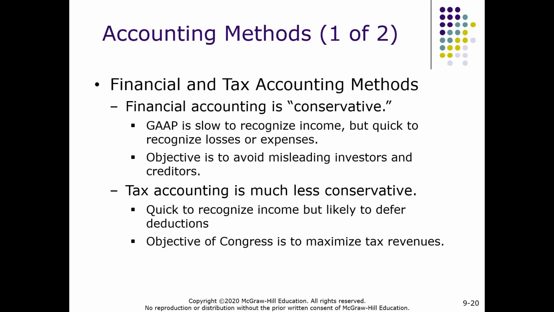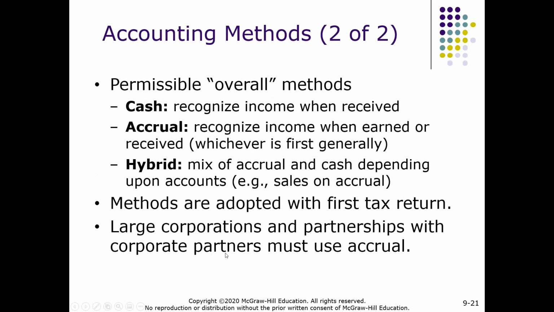Financial accounting, again, the objective is to avoid misleading investors. Again, the Congress is to maximize tax revenues. So there's 3 permissible methods. You have cash, accrual, and hybrid. I've been doing this for almost 20 years. I think I've only seen 1 hybrid in my entire life. You're not going to see very many hybrids. They're going to be cash or accrual.